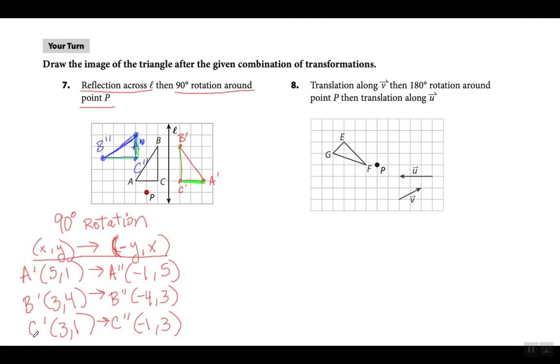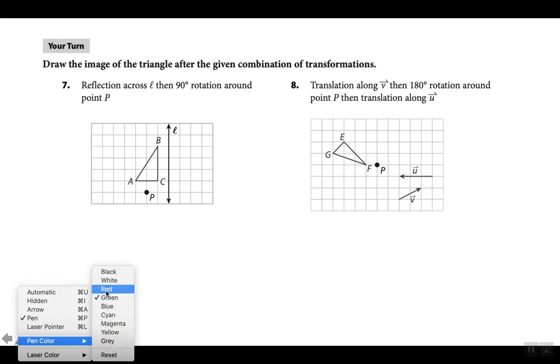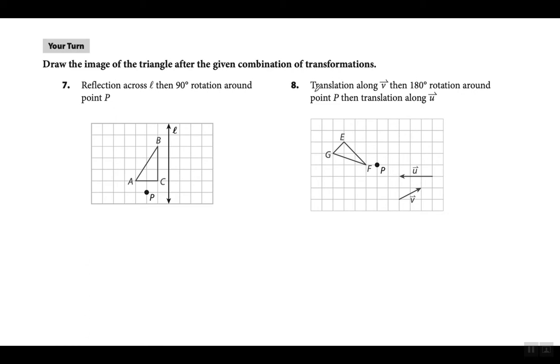Let's do number 8. Okay, number 8. They want us to first do a translation along vector V, then a 180-degree rotation around point P, then a translation along vector U. All right, so let's start off with the translation along vector V.